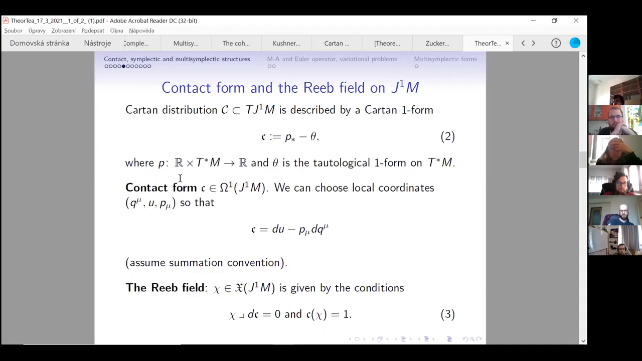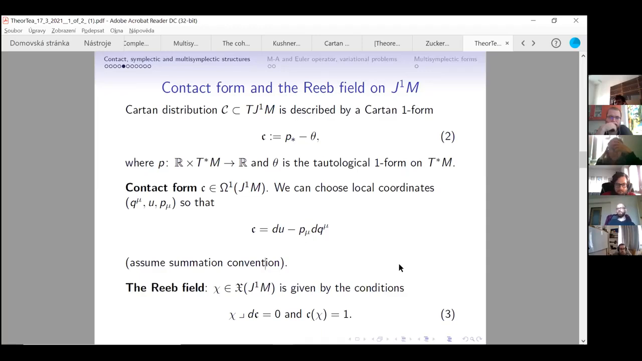Yeah. So, but notice that the Cartan distribution of J1M is described by something which is given canonically. We have a canonical identification of J1M with R times T star M, and we have a projection on the first factor. And then we also have a tautological one form on T star M. And if we consider this guy, then that's in fact a contact form. Yeah. And this is the local expression of this form. Okay. Of course, we always assume the summation convention when we see repeated indices.